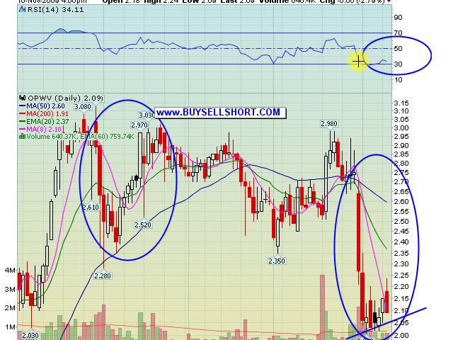RSI, easy version: down here around 30 is oversold, up here around 70 is overbought. 50, whenever you see the line moving up through 50, it's bullish. When it's moving down through 50, it's bearish.